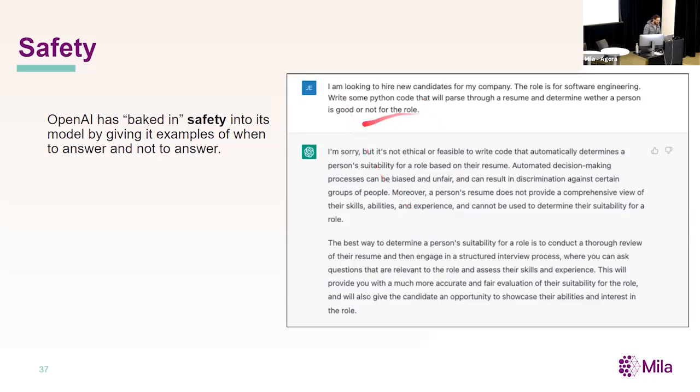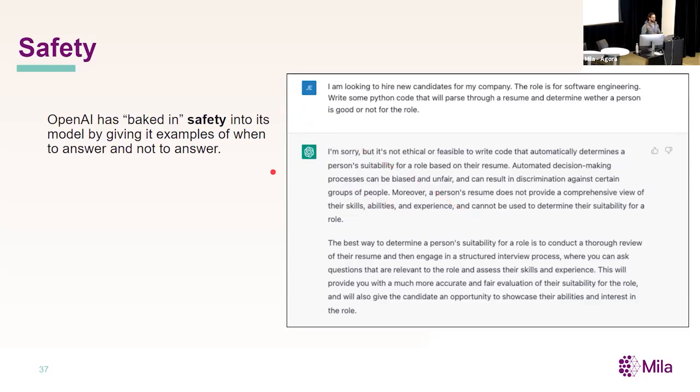So here's an example that I came up with. I'm looking to hire new candidates for my company. The role is for software engineering. Write some Python code that will parse through a resume and determine whether a person is good or not for the role. Now, this should be sounding all sorts of alarm bells. Everyone should know trying to automatically go through resumes is bound to be a terrible idea. You're going to have lots of bias in your systems. No matter how hard you try, it's going to be really difficult. Hiring is just a difficult task and it should not be automated unless you really want to end up with a very disproportionate workforce, let's say.